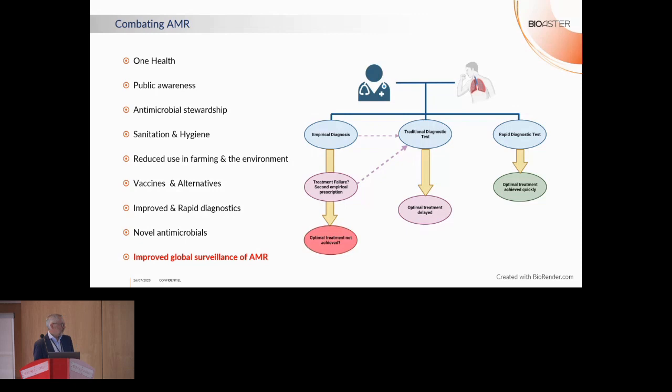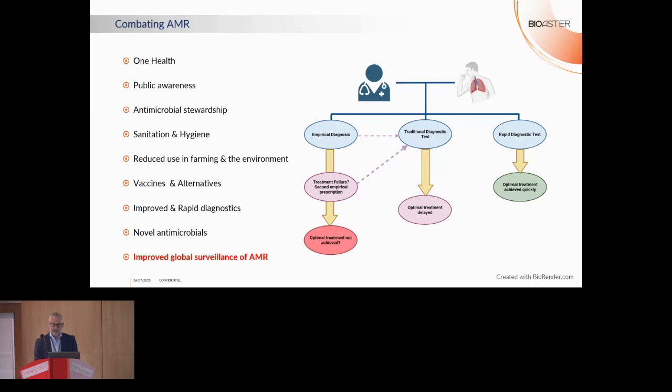We need improved and rapid diagnostics. This cartoon here shows that normally antibiotics are given with an empirical diagnosis and can take a long time before you get to the right antibiotic, if you do at all. If you have a rapid diagnostic test, point of care test, you can get the right antibiotic at the right time, treat the patient much better, and limit the risks of resistance. Novel antimicrobials are obviously vitally important, but I would say that since I'm the head of the antimicrobials program at the BioAster, so I obviously think this is important.